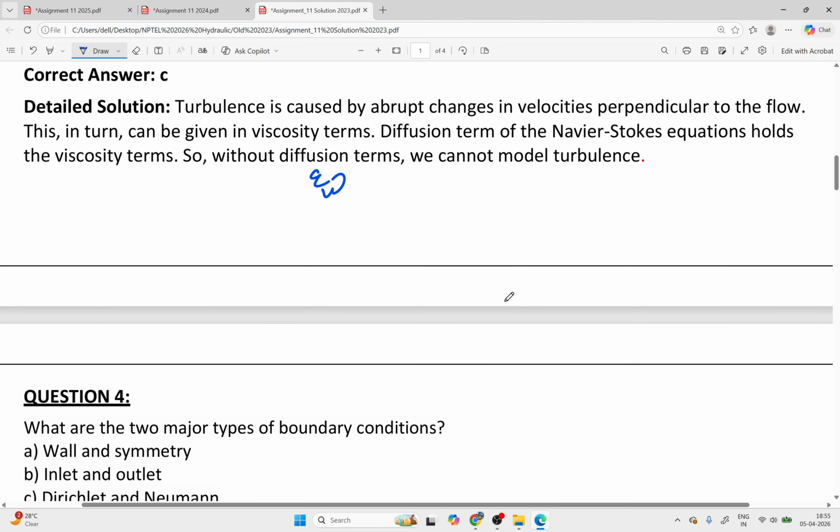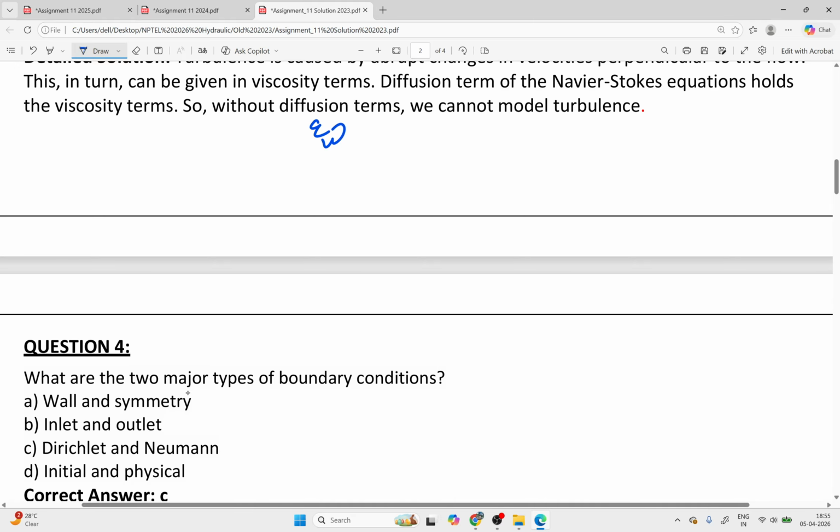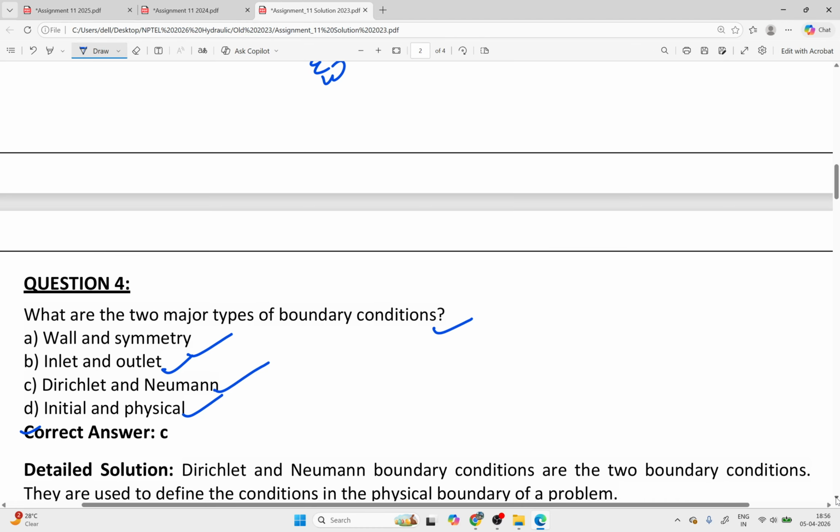Question number 4. What are the major types of boundary condition? Wall, symmetry, inlet, outlet, or Dirichlet and Neumann, or initial and physical? Definitely option C will be correct here: Dirichlet and Neumann.